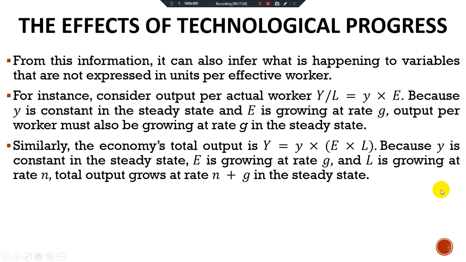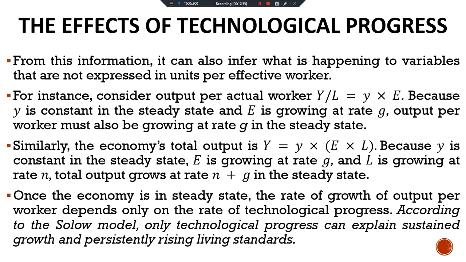With the addition of technological progress, our model can finally explain the sustained increase in standards of living that we observe. That is, we have shown that technological progress can lead to sustained growth in output per worker. By contrast, a high rate of saving leads to a high rate of growth only until the steady state is reached. Once the economy is in the steady state, the rate of growth of output per worker depends only on the rate of technological progress. According to the Solow model, only technological progress can explain sustained growth and persistently rising living standards.